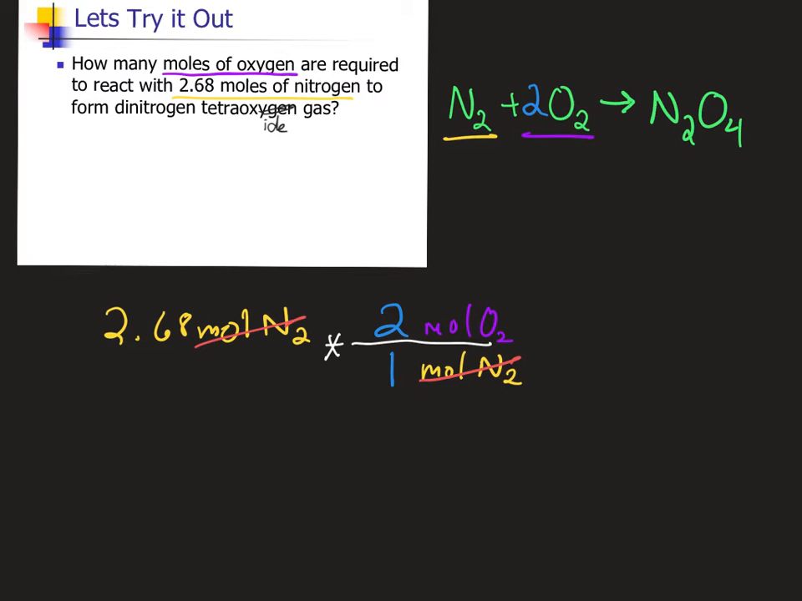My moles of nitrogen cancel out, just like in a conversion problem. And now I have to put 2.68 times 2, to give me 5.36 moles of oxygen.